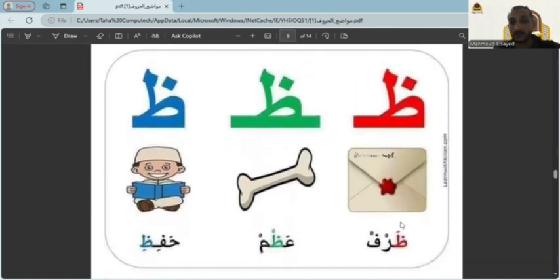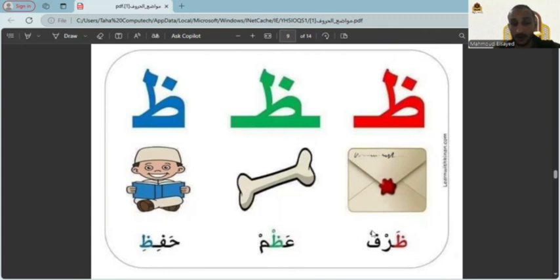Here we have the letter dha. Here it comes at the beginning of the word, which is dharf, and then azm, this is the middle, and then hifz, which is actually the end of the word. So this is the position: here it's at the beginning of the word, here it's in the middle of the word, and here it's at the end of the word.